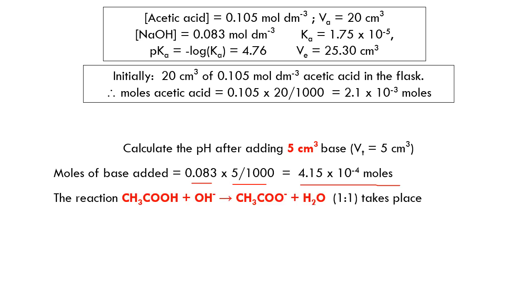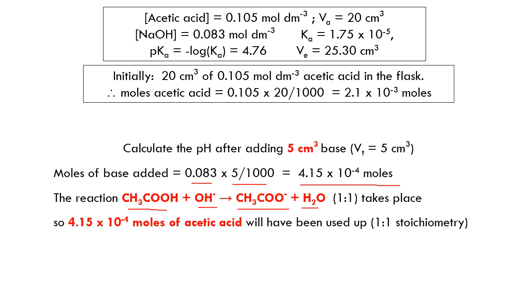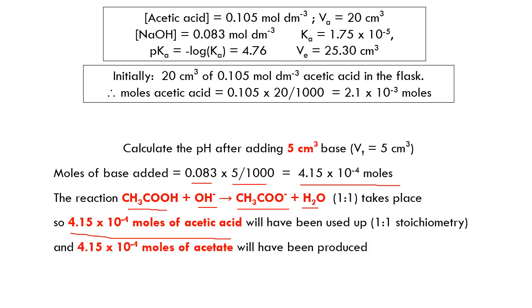Now the reaction is going to take place between our acetic acid and our hydroxide ions to produce acetate ions and water. A one-to-one reaction is taking place. So because we have 4.15 times 10 to the minus 4 moles of our base added, it will only use up 4.15 times 10 to the minus 4 moles of our acetic acid. And therefore, only 4.15 times 10 to the minus 4 moles of our acetate will have been produced from this reaction.